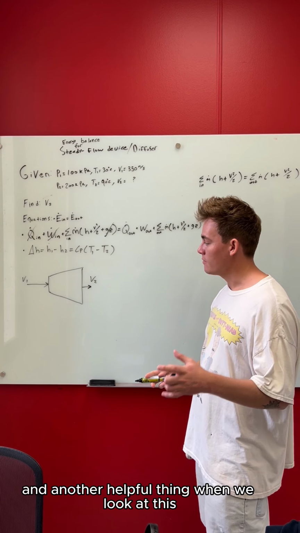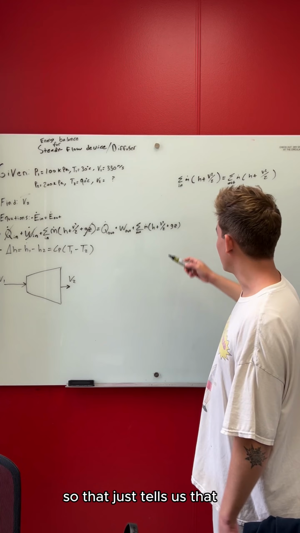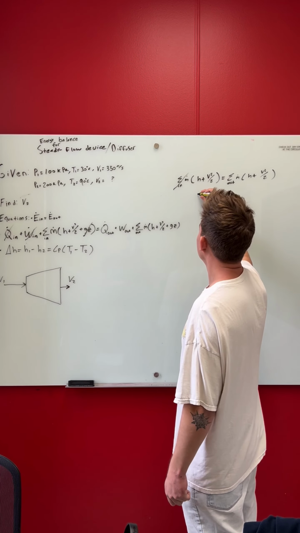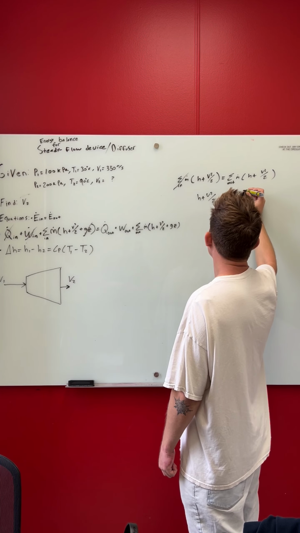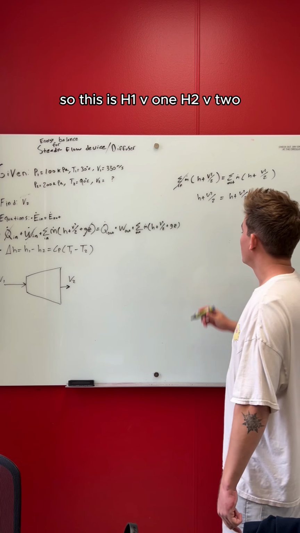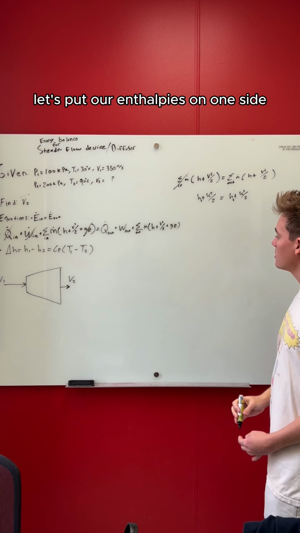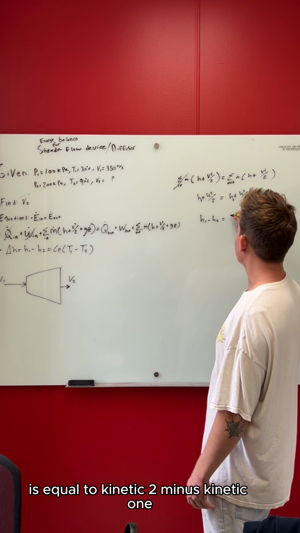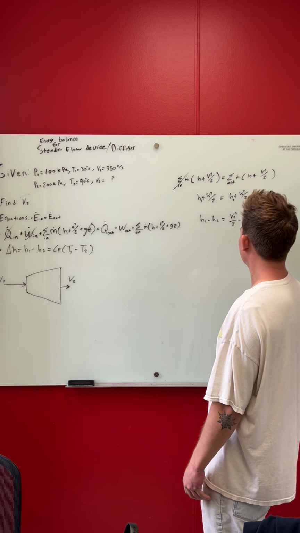Another helpful thing: we have one inlet and one outlet, so the mass rate is also going to cancel. So really what we have is just enthalpy and kinetic. This is H1, V1, H2, V2. Let's put our enthalpies on one side: H1 minus H2 is equal to kinetic 2 minus kinetic 1.